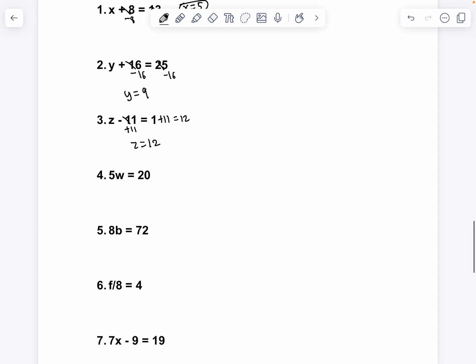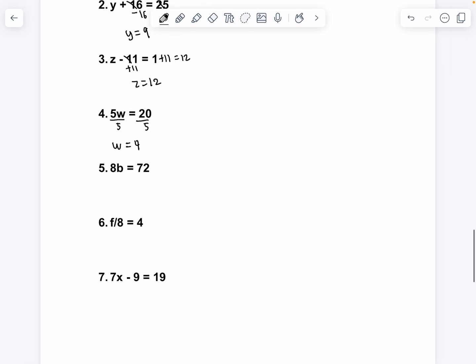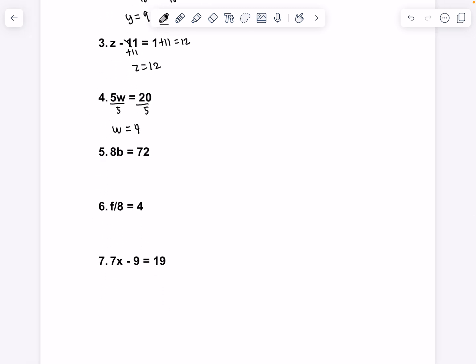Now the next question is 5w is equal to 20. So here we can just divide by 5 on both sides. That will give us just w, and then 20 divided by 5 is 4. So w is equal to 4. I'll just move on to number 6 because this is a similar problem.